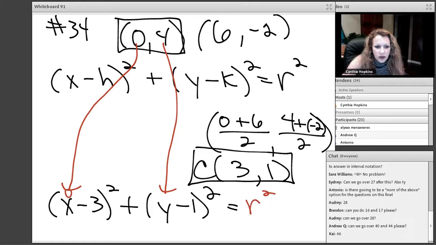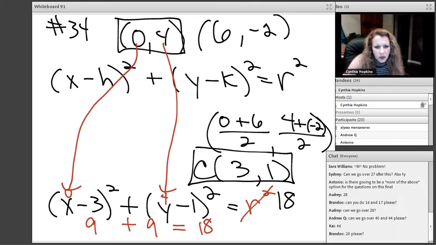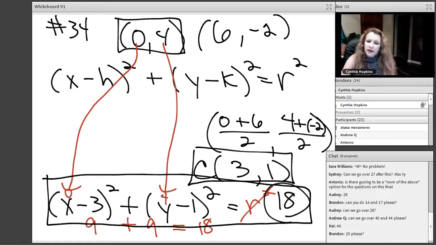Okay, so a 0 here, isn't that -3 squared is 9, plus, and then I plug in 4 right here. 4 minus 1 is 3 squared is also 9. And so isn't my r² equal to 18? So instead of r², I'm going to write 18, and there's my equation: (x - 3)² + (y - 1)² = 18. You certainly could have done the distance formula also. You would have gotten the square root of 18 for your radius, and then you square it and get 18 for your equation.